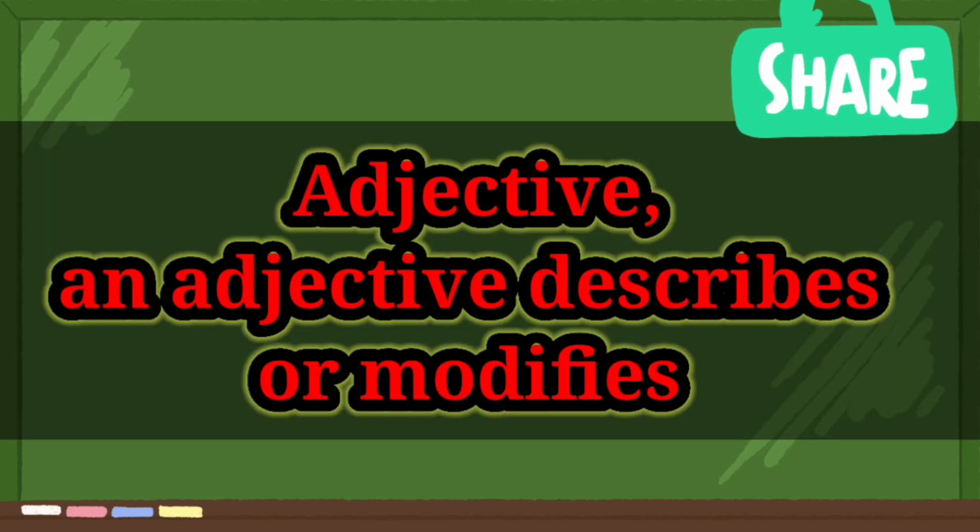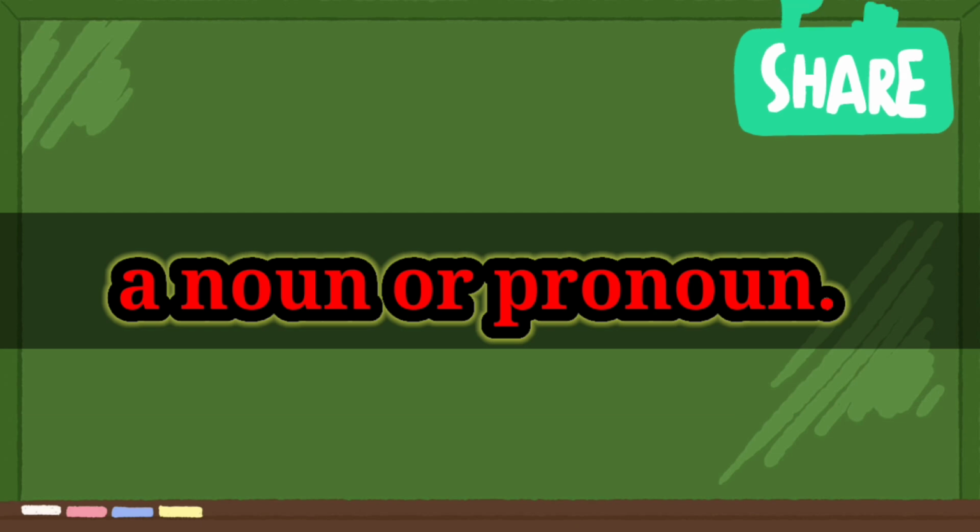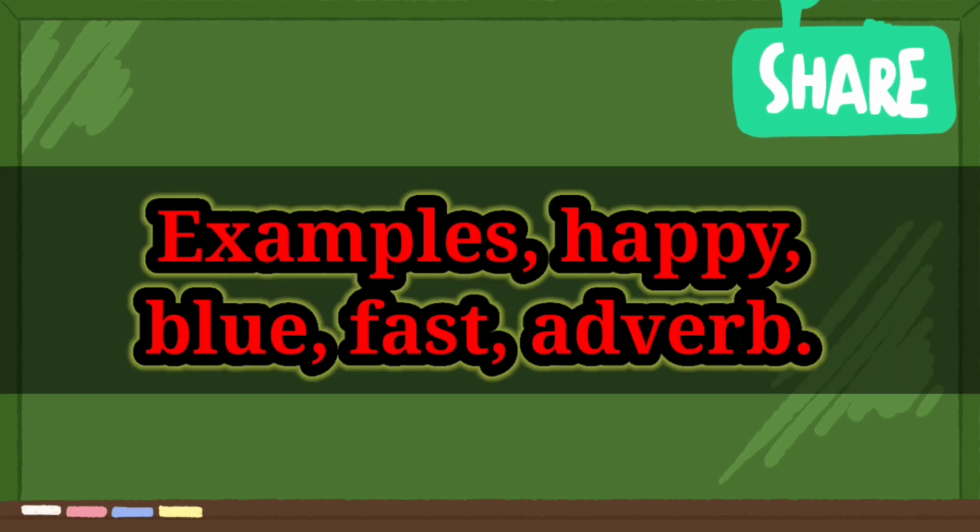Adjective. An adjective describes or modifies a noun or pronoun. Examples: happy, blue, fast.